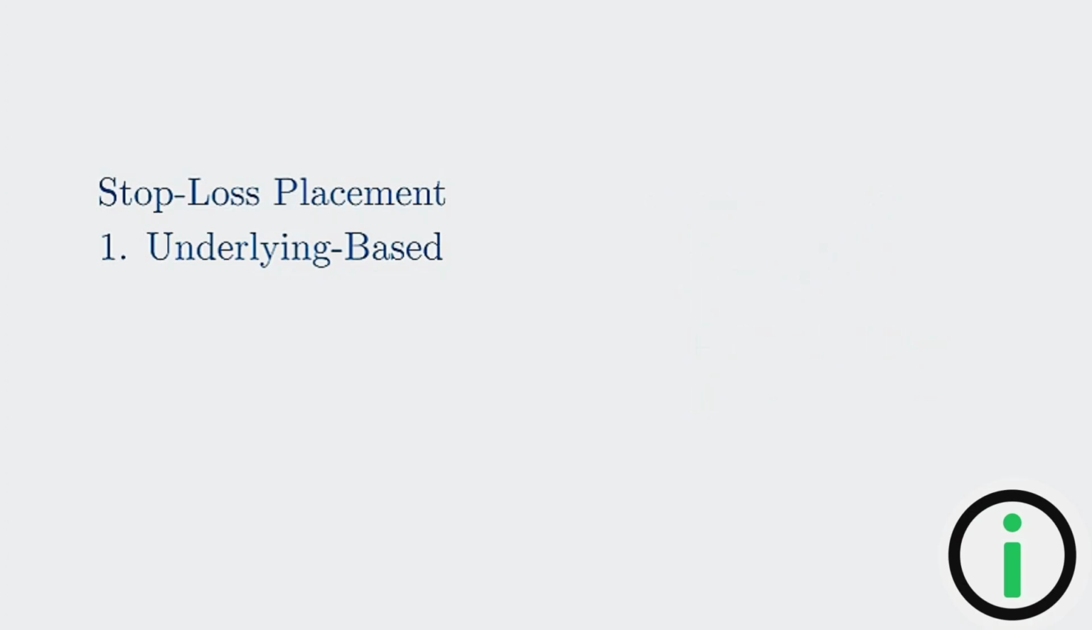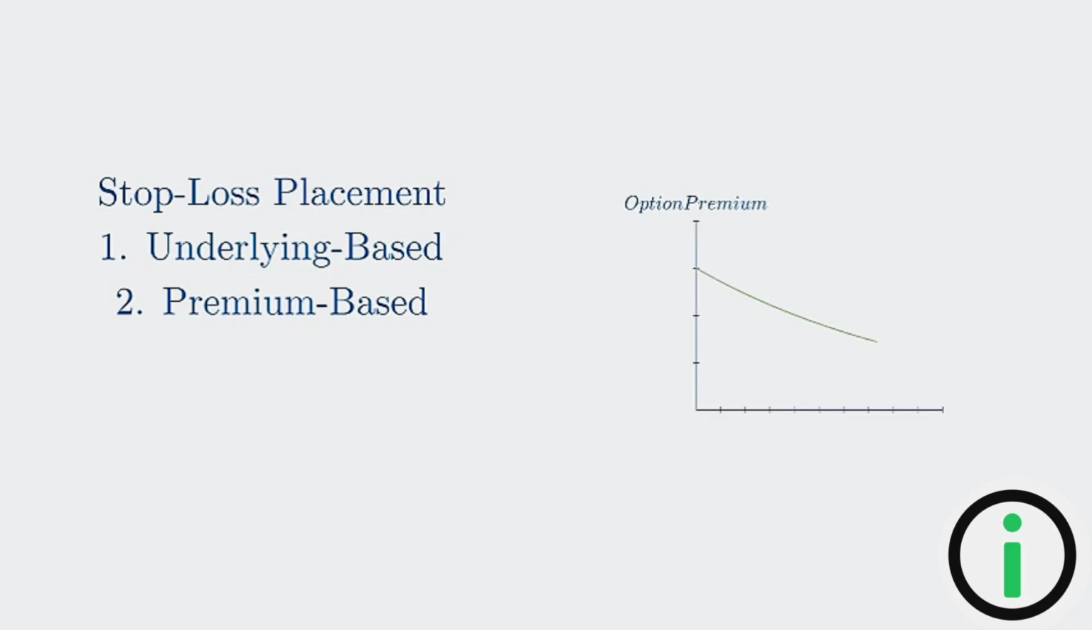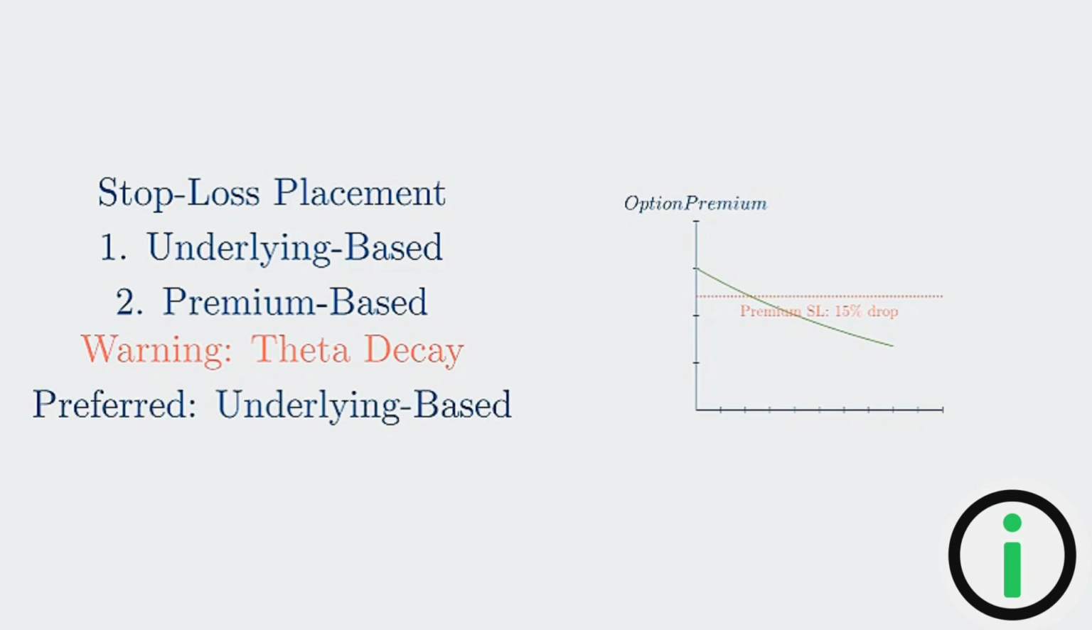The second method is premium-based. Here, you set a fixed percentage or point drop on the option price itself. For example, exiting if the premium drops 20% from your entry. While premium-based is easier to execute on your broker's terminal, it can be tricky because of theta decay and volatility spikes. If the index stays flat but time passes, your premium-based stop-loss might trigger even if the technical setup is still valid. For advanced traders, underlying-based stops are usually preferred.